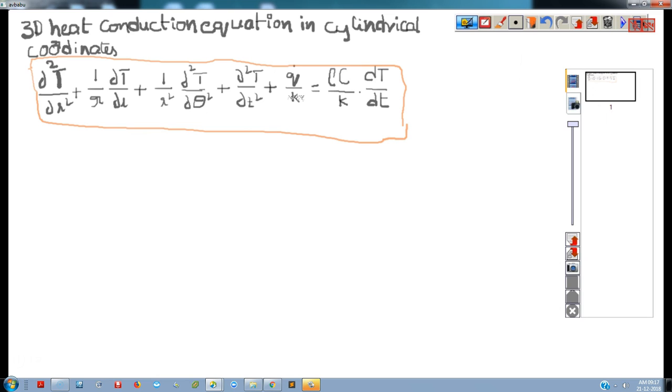And in this, in the absence of heat generation, this term is going to be 0, and then the three-dimensional heat conduction equation is going to be dou square T by dou R square plus 1 by R dou T by dou R plus 1 by R square dou square T by dou theta square plus dou square T by dou Z square is equal to rho C by K into dT by dt. This equation we already talked about in case of Cartesian coordinates. This equation is given by Fourier, so this is called the Fourier equation.